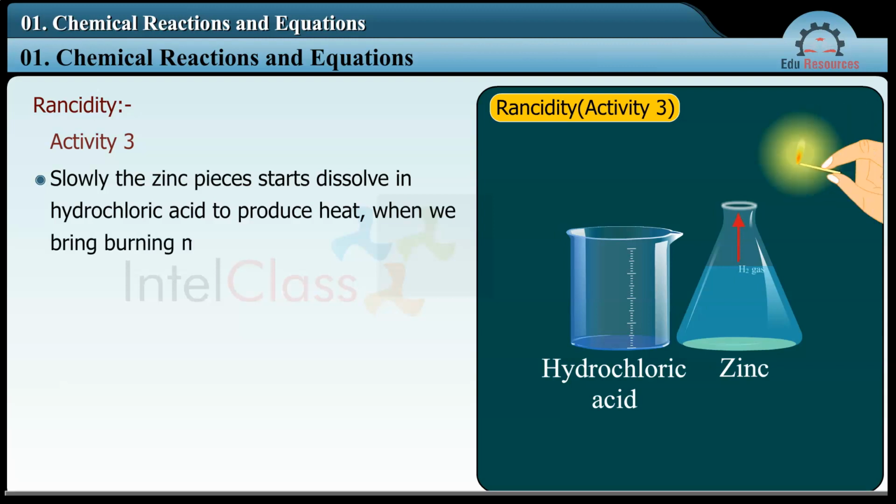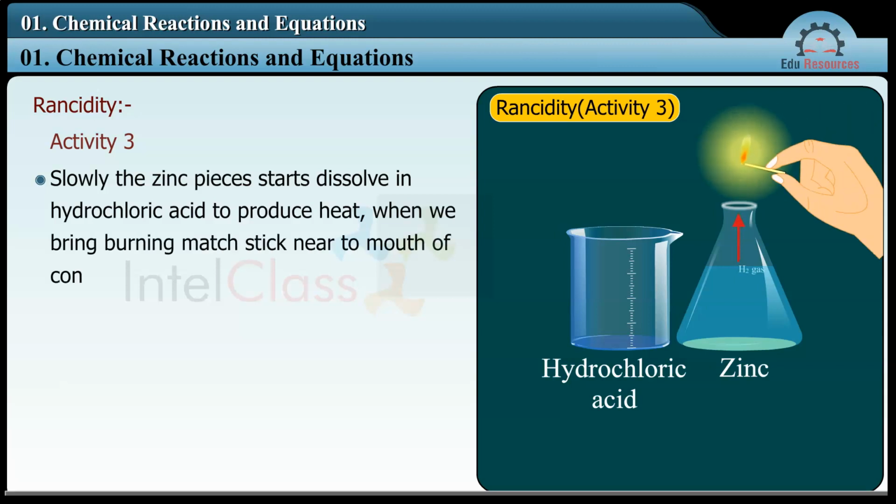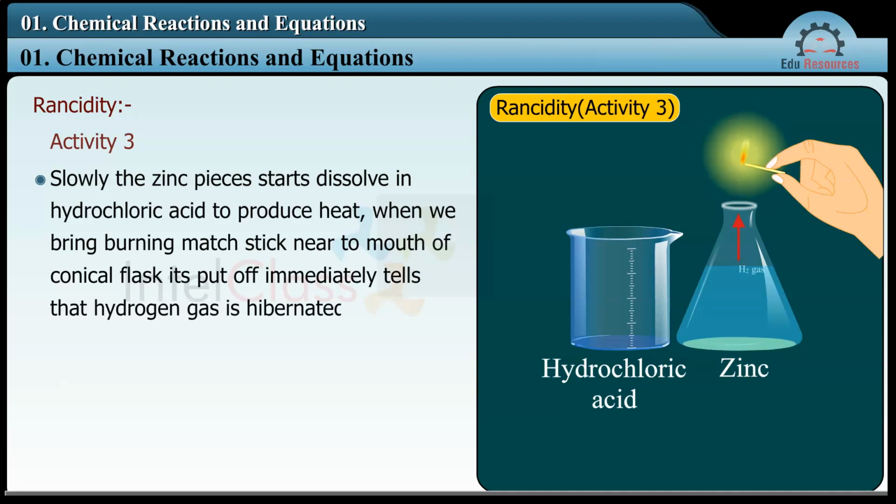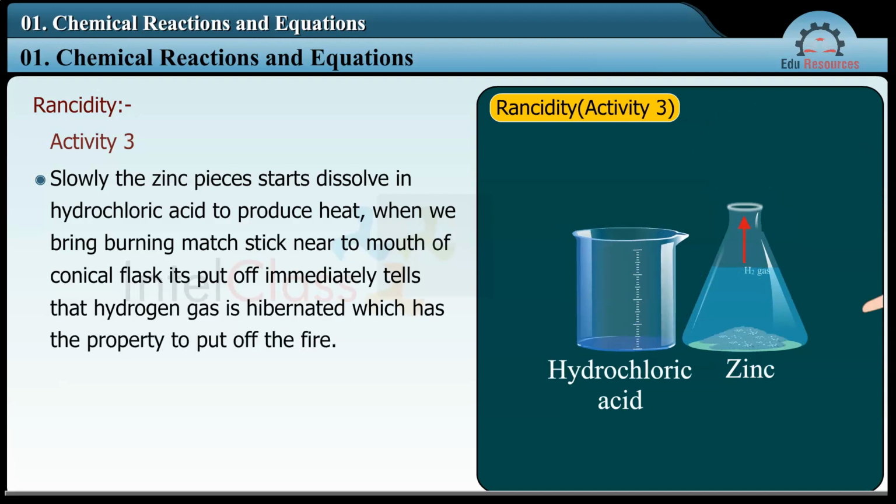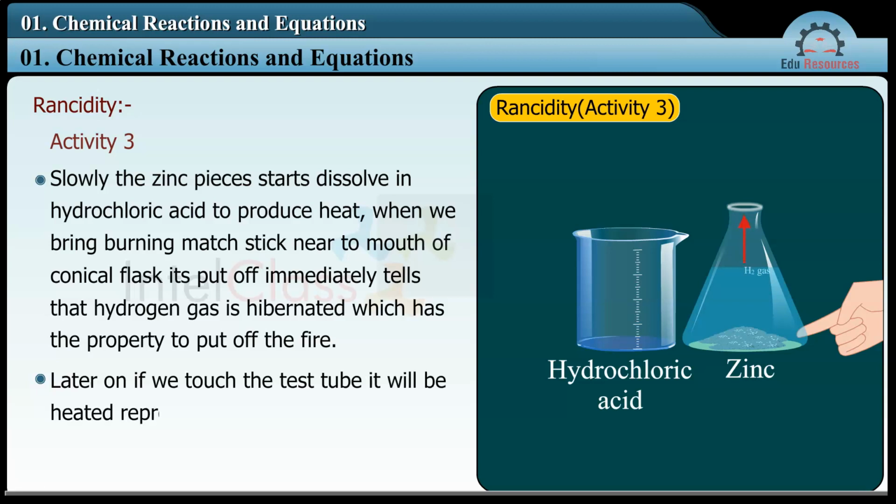When we bring a burning matchstick near the mouth of the conical flask, it puts off immediately, which tells us that hydrogen gas is liberated, which has the property to put off the fire. Later on, if we touch the test tube, it will be hot, which represents that there is a change in temperature.